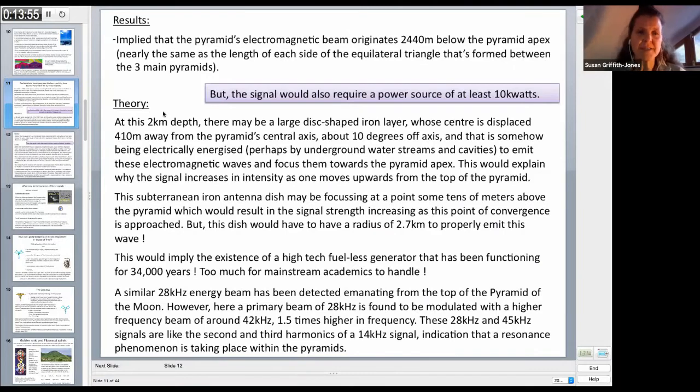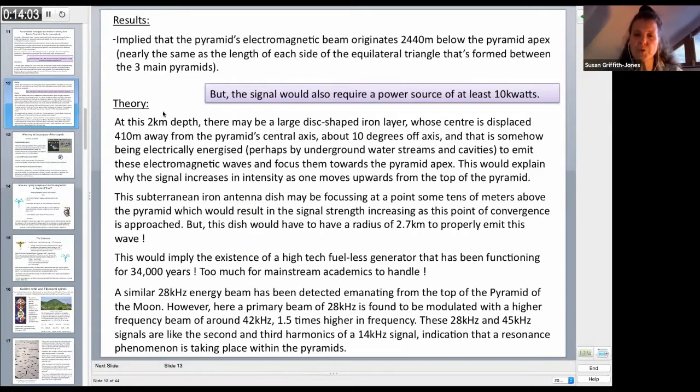And the result of this is that it implied that the pyramid's electromagnetic beam originates 2,440 meters below the pyramid apex, which is interestingly nearly the same as the length of each side of the equilateral triangle that's formed between the three main pyramids. If you remember, I told you in the first session about this connection between the Pyramid of the Sun, the Moon, and the Dragon, that if you connect the three apexes together, you'll find that it creates this equilateral triangle with these sides that are the same in length, and angles obviously are the same.